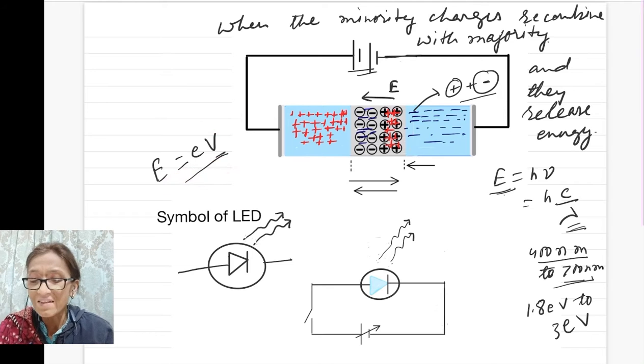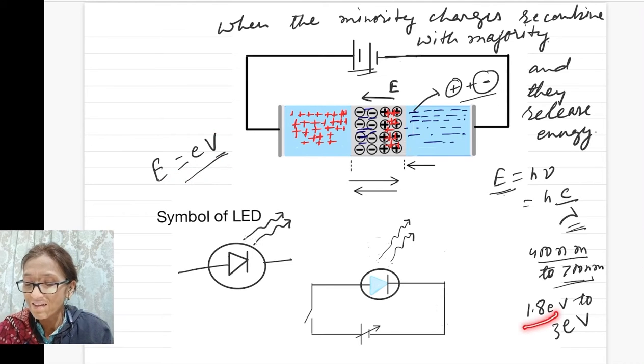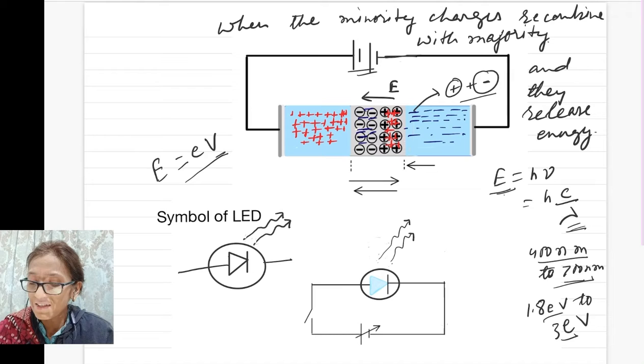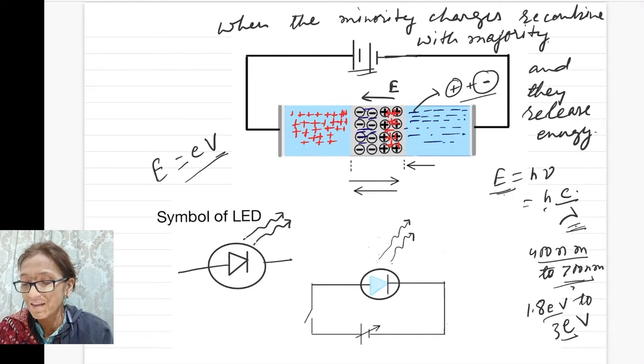And if this energy falls in this range, 1.8 electron volt to 3 electron volt. So how can you find this energy range? Put the value of Planck's constant, velocity of light, and then put the value of wavelength to find the value of energy of visible light.